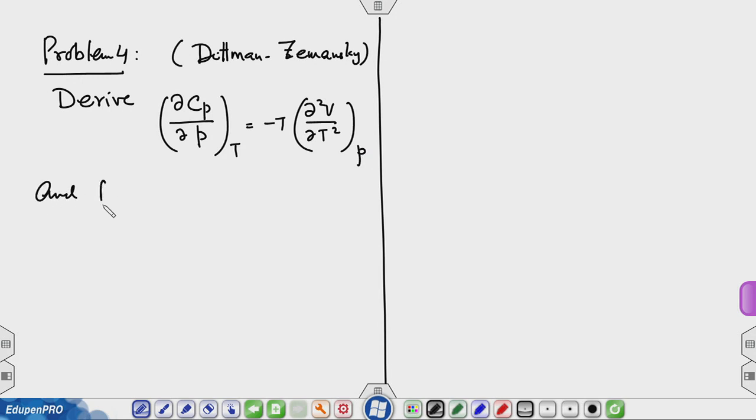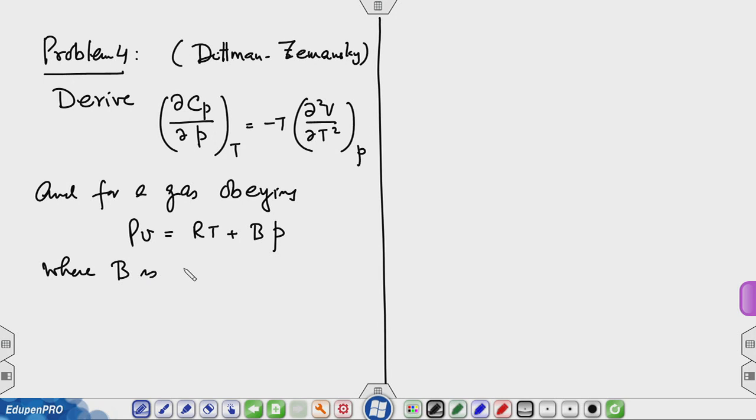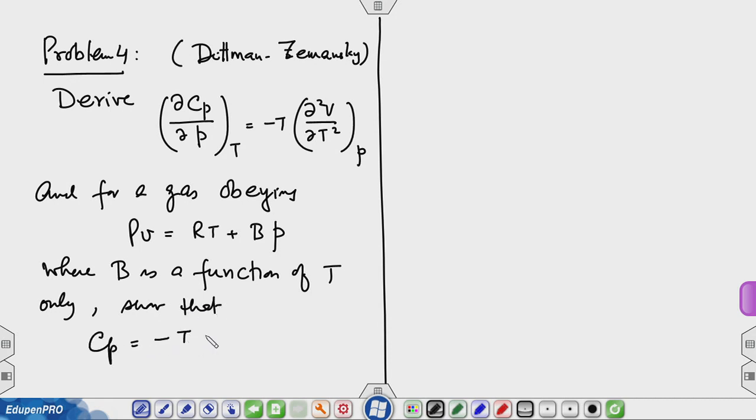And for a gas obeying PV equals RT plus BP, where B is a function of T only, show that Cp equals minus T d2B over dT squared times P plus Cp0, where Cp0 is the specific heat for low pressures, P tending to 0.